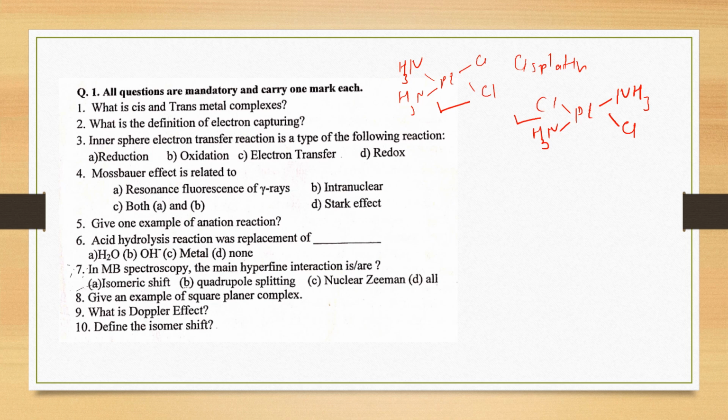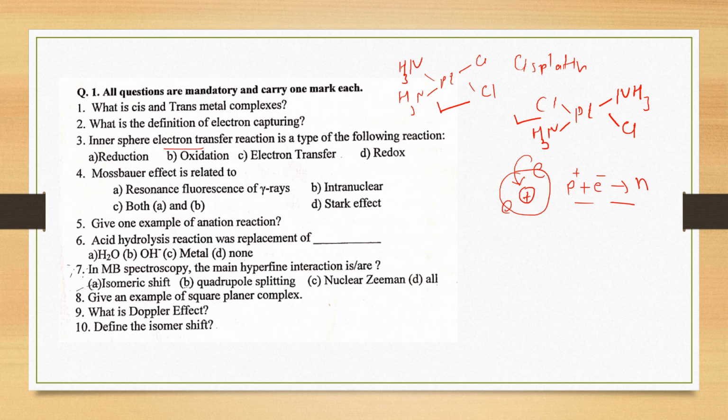What is the definition of electron capturing? In electron capturing, the nucleus attracts an electron from the K shell. This is electron capturing. When the electron is captured by the nucleus, it interacts with a proton and turns into a neutron. So after electron capturing, there is an increment in the number of neutrons and a decrement in the number of protons.